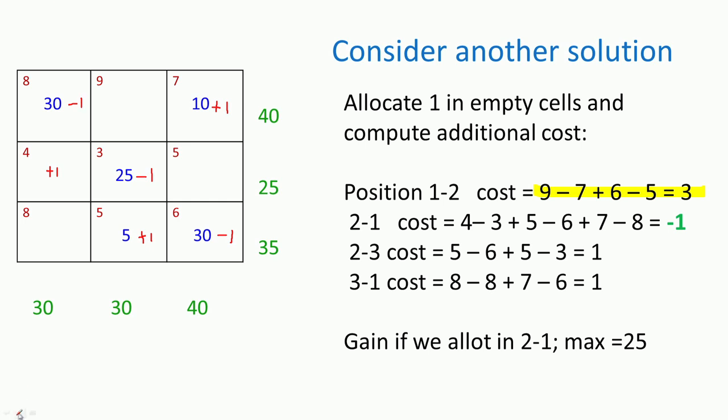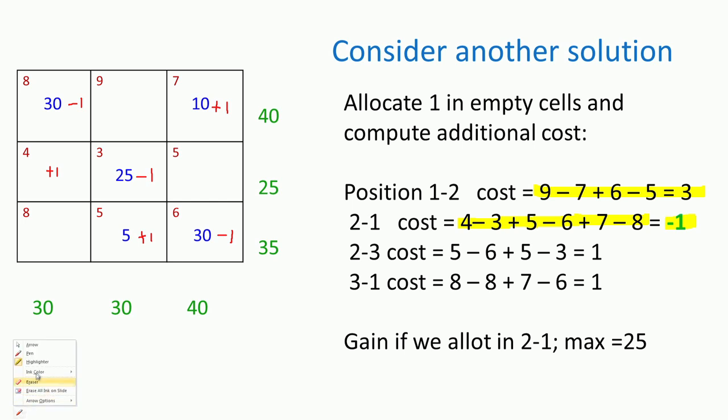Now, the net effect of this is plus 4 which comes from here, minus 3 which comes from here, plus 5 which comes from here, minus 6 because of the minus 1 which comes from here, plus 7 which comes from here and minus 8 which comes from there. So, 4 minus 3 is 1, 1 plus 5 is 6, 6 minus 6 is 0, 0 plus 7 is 7, 7 minus 8 is minus 1. So, we observe that putting a plus 1 here can actually give us a gain and can reduce the cost. Now, we try other positions to see whether we can get a further reduction.